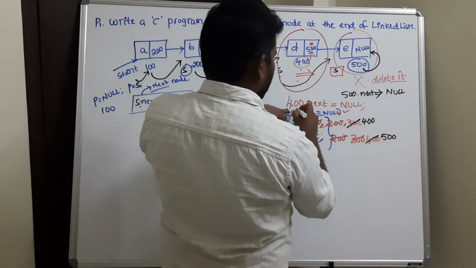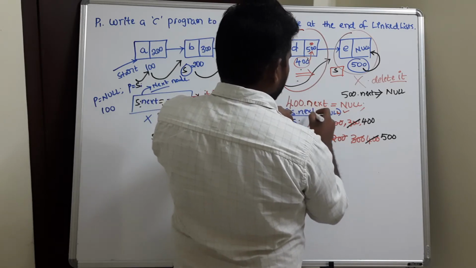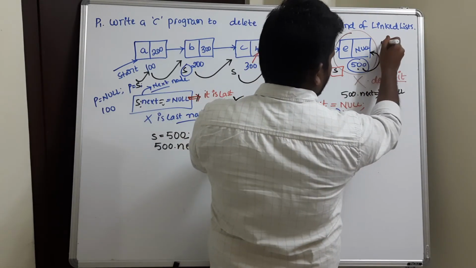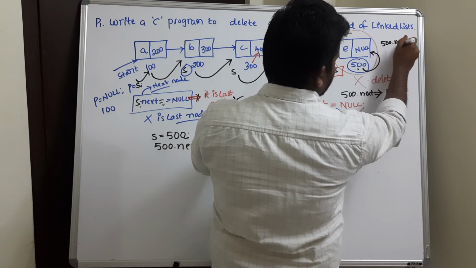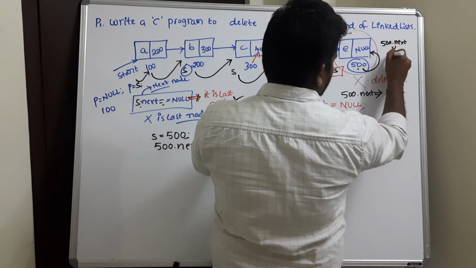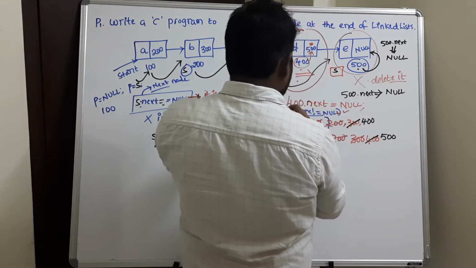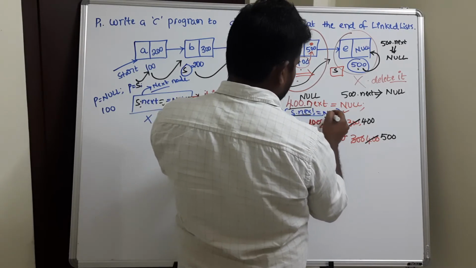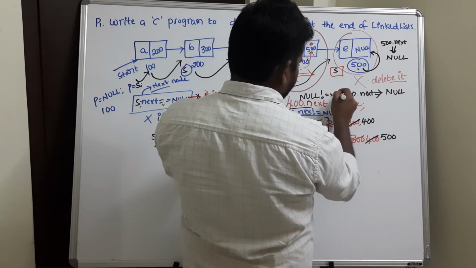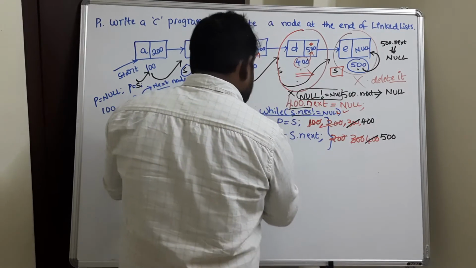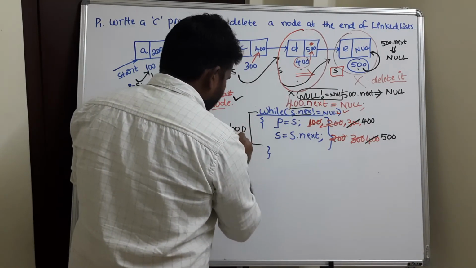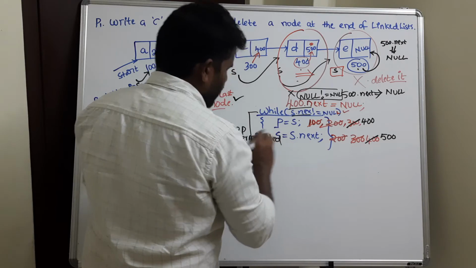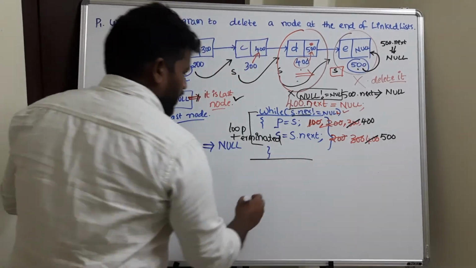Again I came here, 500 dot next, not equal to null. It's false because 500 dot next is null. So this is null, and s next not equal to null is false. So the loop is terminated.